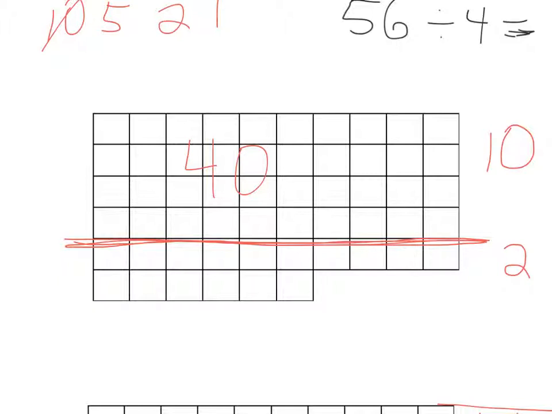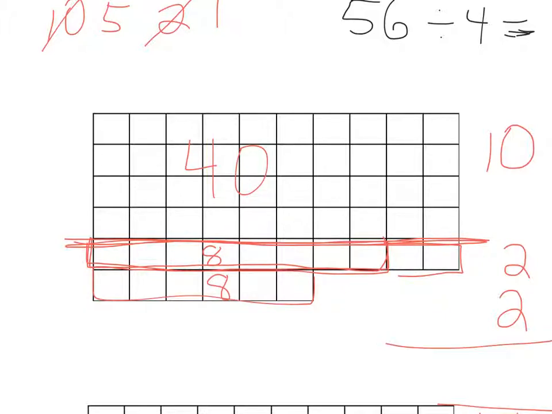So now I'm going to take away 2 groups of 4, which is 8. So take away 2 groups of 4. That leaves me with 8 remaining. 1, 2, 3, 4, 5, 6, 7, 8. So now I know I could take away another group of 2. This part here. That means that I took away another 8.